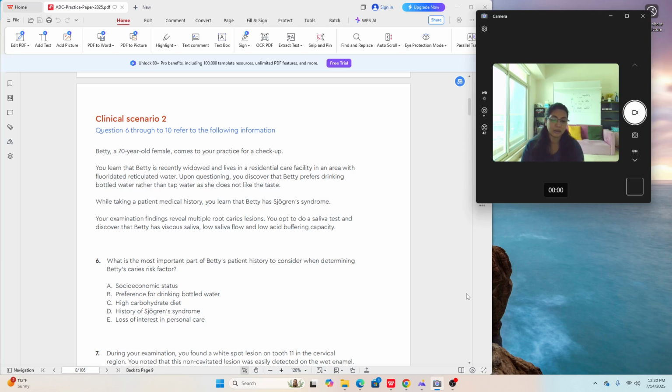The teeth are destroyed, the mouth is horrible, and then you're like, what happened? And the patient is like, trust me doctor, I do not eat sweets or any sugary stuff, and still my mouth ends up like this. That's how important saliva is. So when the question specifically mentions that you have viscous saliva, low salivary flow and low acid buffering capacity, you are going to end up with caries.